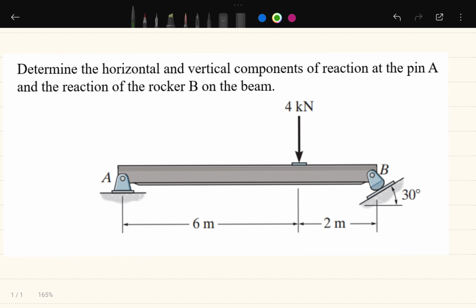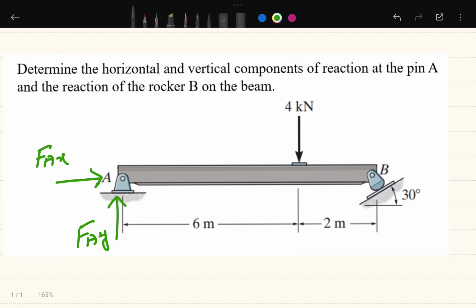From the previous lecture we did find out when we had a pin support, it is free to rotate but it does not allow the translation in both x and y direction, or in other words there will be a reaction force parallel to the surface and also a reaction force perpendicular to the support surface. So let me call this as FAX, and then this will be FAY because it is applied at pin A or point A.